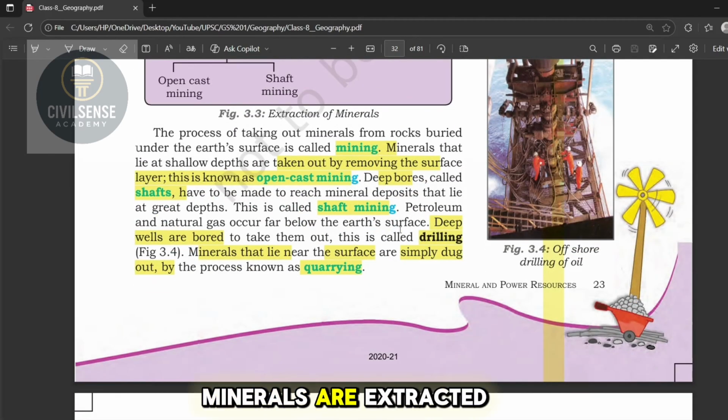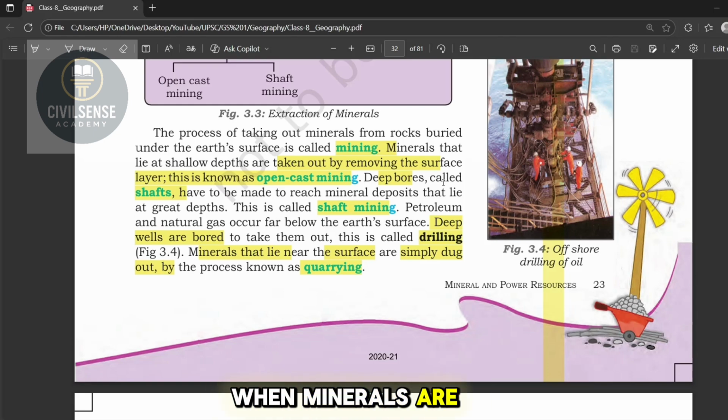Let's see how minerals are extracted. Minerals can be obtained by mining, drilling, and quarrying. The process of taking out minerals from rocks buried under the earth's surface is called mining. You have probably already heard this word, right? When minerals lie close to the surface, they can be taken out by removing the surface layer. This is called open cast mining.